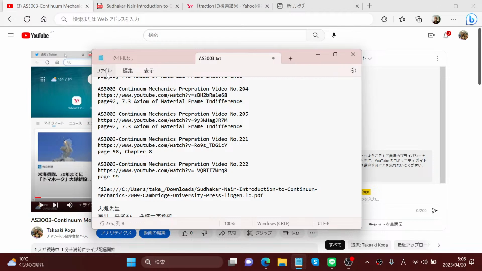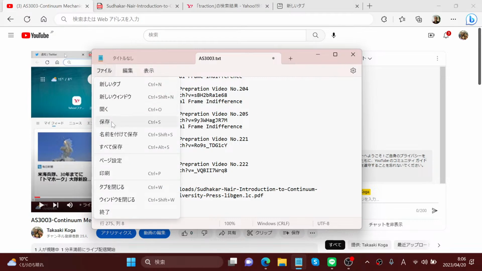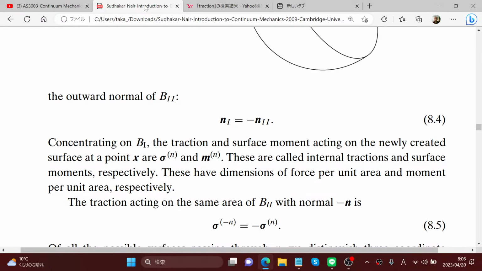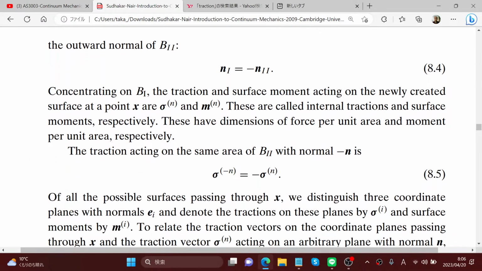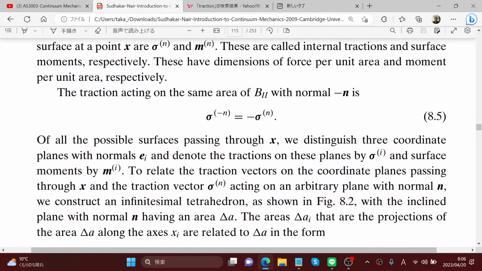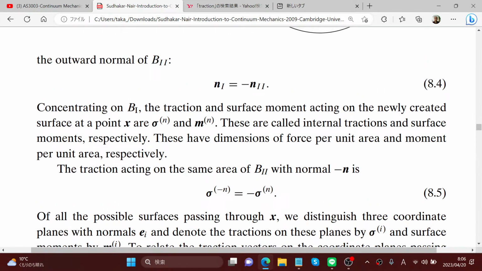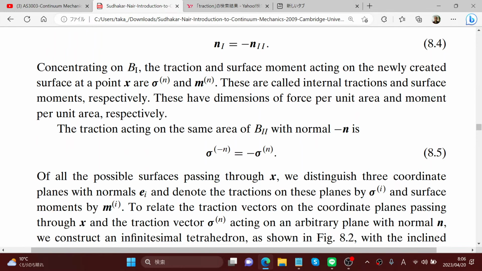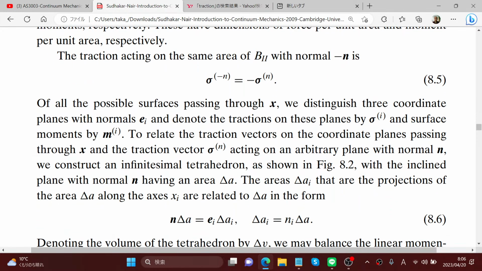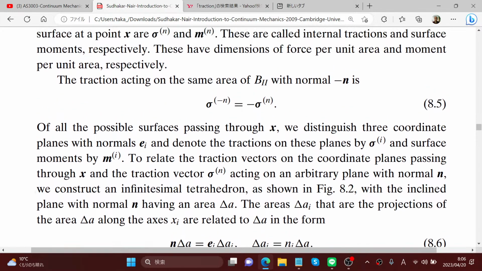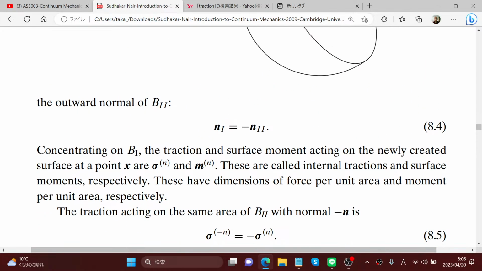Okay, so let me start on page 99 here. This part, the concept is not so difficult. We have a traction acting on the same area of V2 with normal minus n is this. Okay, all the possible surfaces passing through X. We distinguish three passing through X.